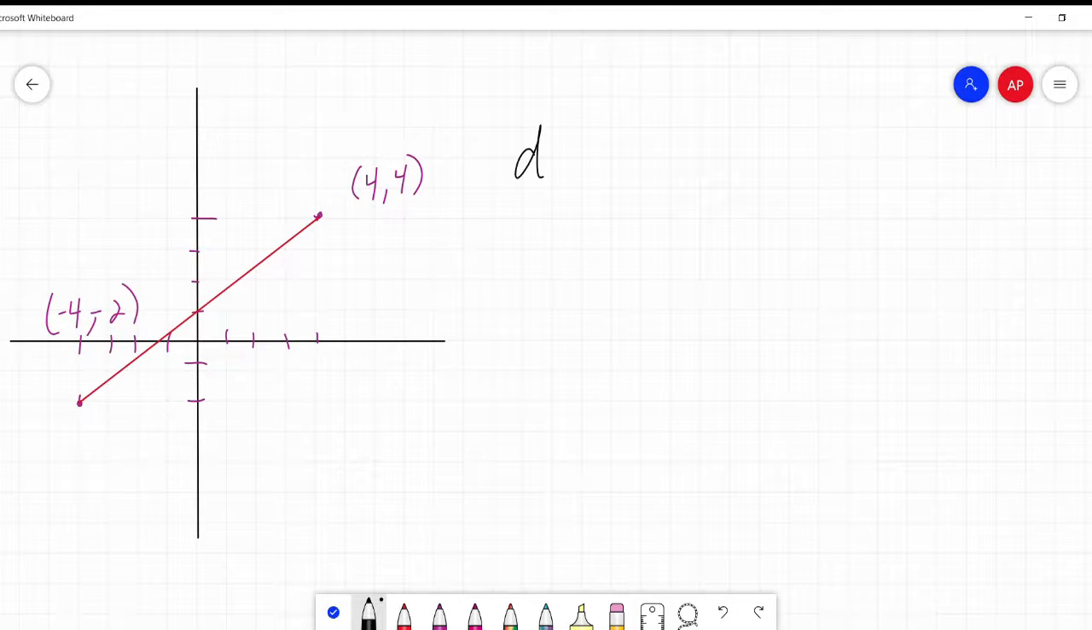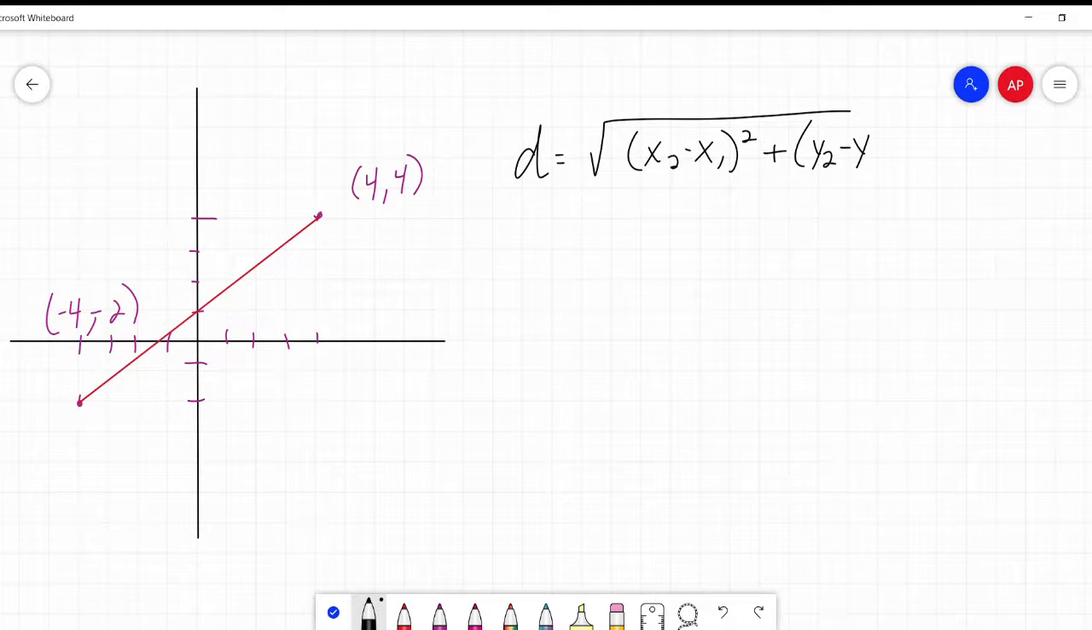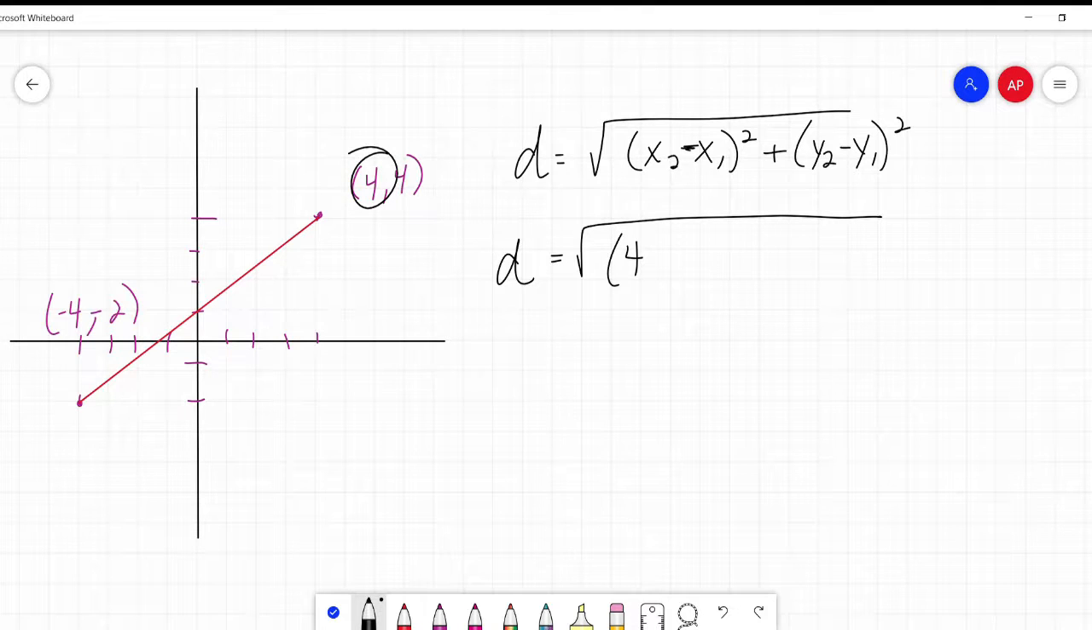So distance equals the square root of (x2 minus x1) squared plus (y2 minus y1) squared. All right. Let's try it first using this as x2 and y2, and we'll call this x1 and y1. So x2 would be 4, right there, minus x1, which is -4, so minus a -4. Be careful of that. If it is a negative, you're going to have 2 negatives there. And then y2 is 4 minus a -2, squared.